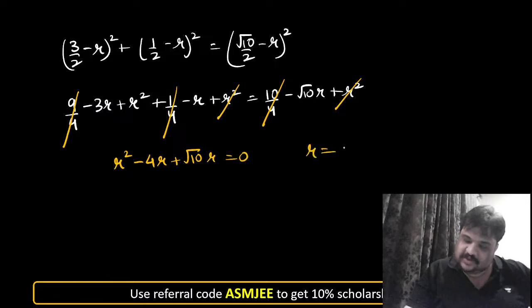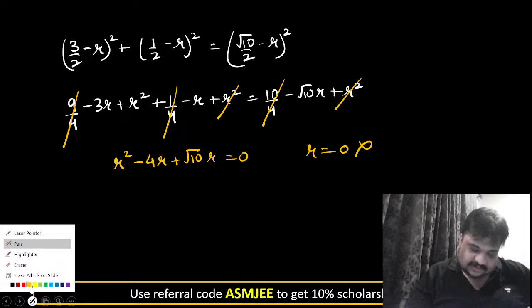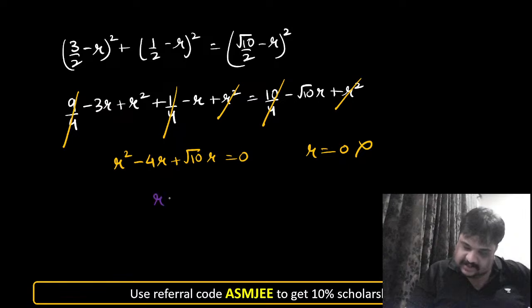So one solution is R is equal to 0, which is not possible, and the other is R is equal to 4 minus root 10.